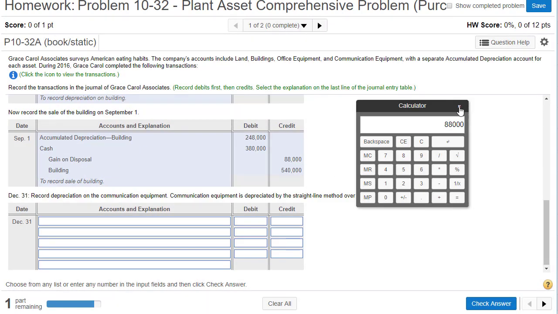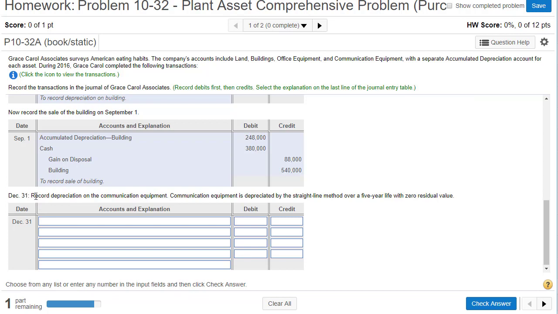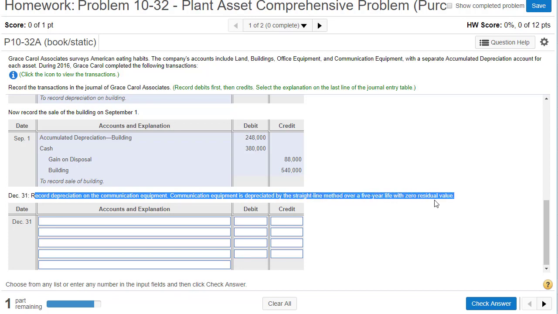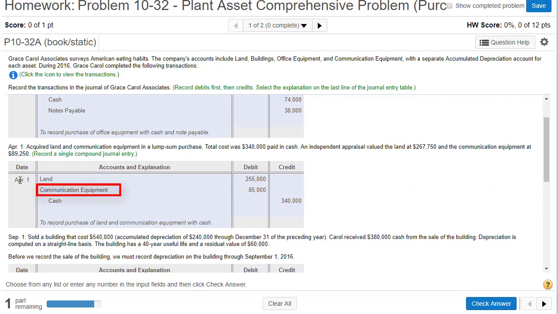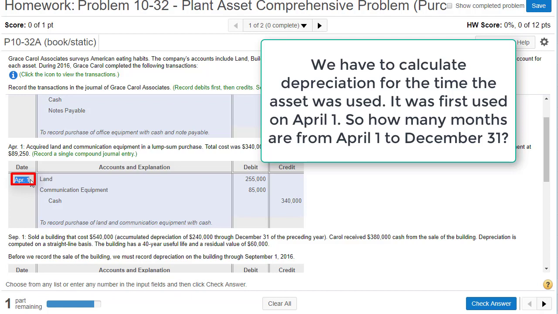Okay. Now we're in the home stretch. We're going to record depreciation on the communication equipment. Communication equipment is depreciated on the straight line method over 5 years with a 0 residual. So let's see when we bought the communication equipment. Let's scroll back up here. Communication equipment was purchased on April 1st. So we have to calculate straight line depreciation from April 1st through the end of the year, because that's when we use this during the year. We only used it April, May, June, July, August, etc.